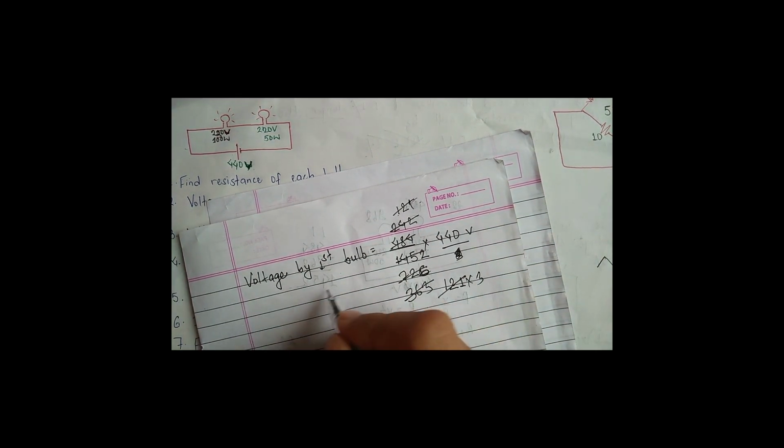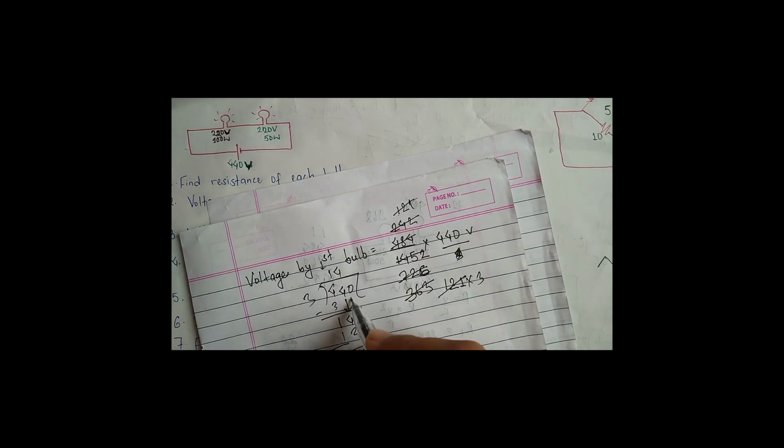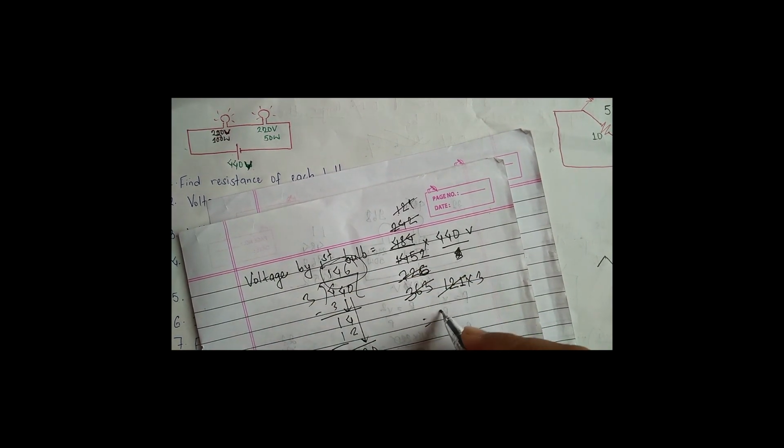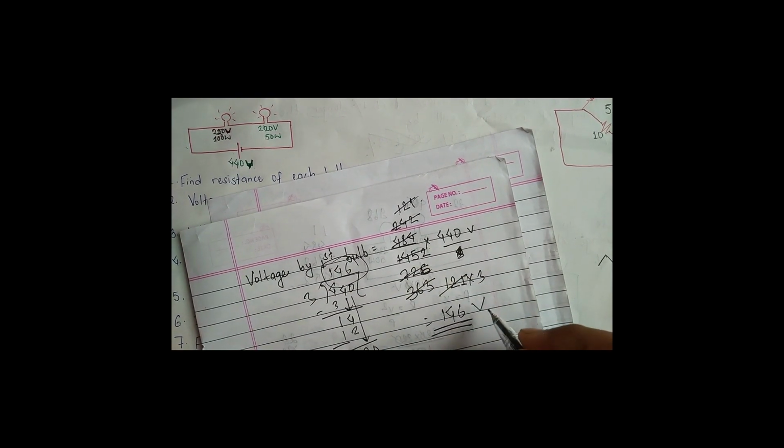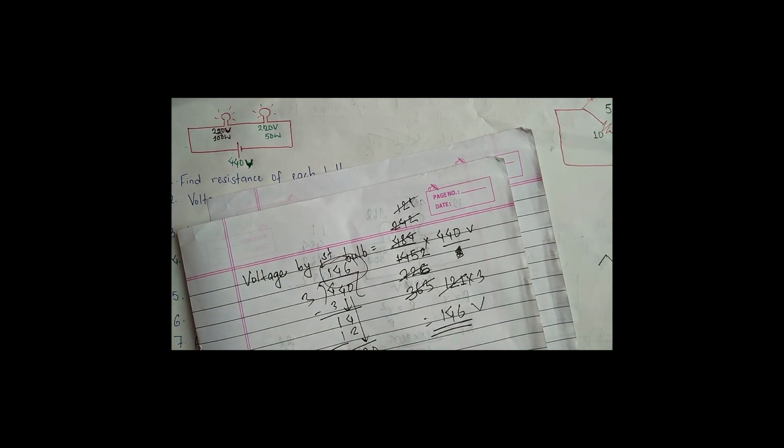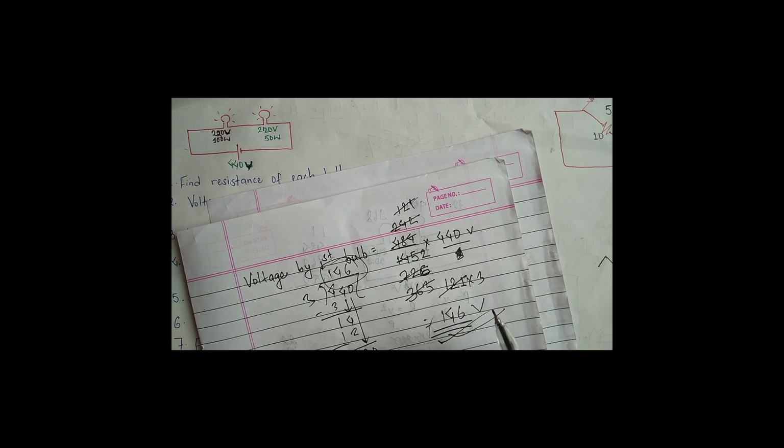440 divided by 3, 3 1 the 3, minus 1, 14, 3 4 the 12, minus 2, 20, 3 6 the 18. So it will go on, but it will come out 146 volt. If you calculate in calculator, it will come about 484 into 440 divided by 1452. It will come 146 only, 146.6. So let's take 146.